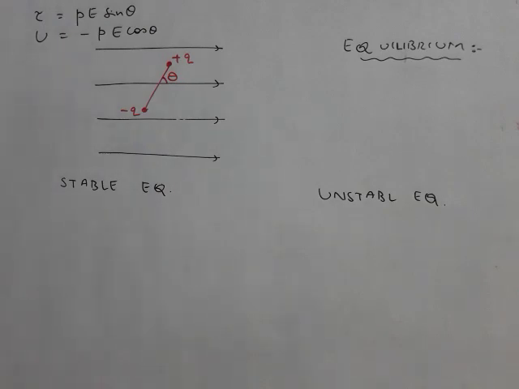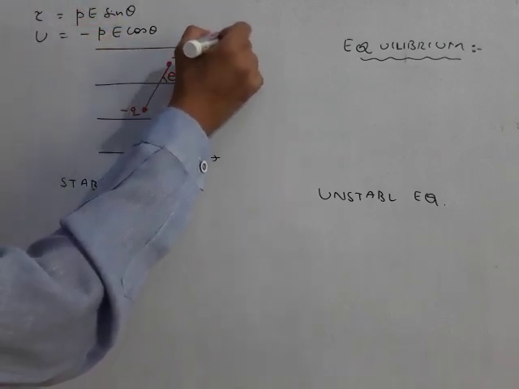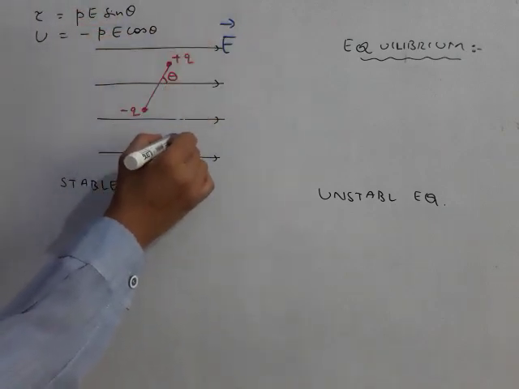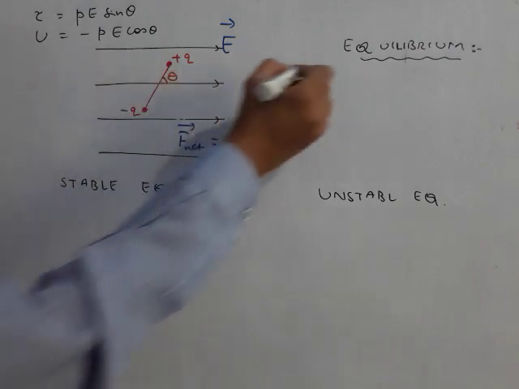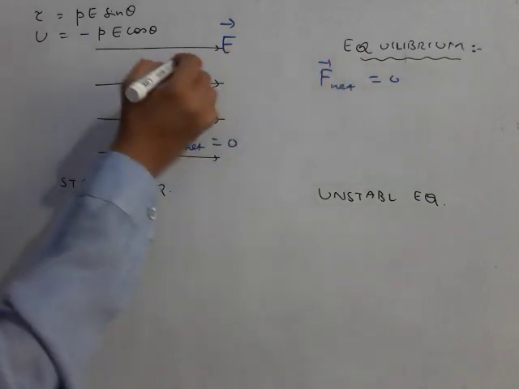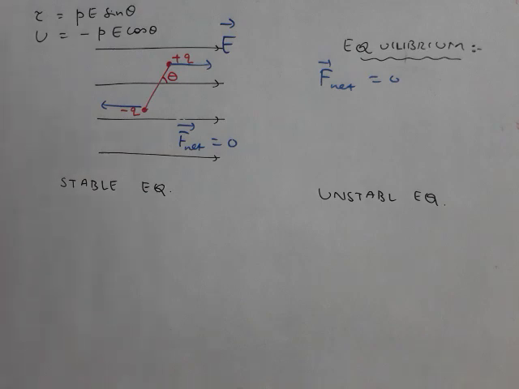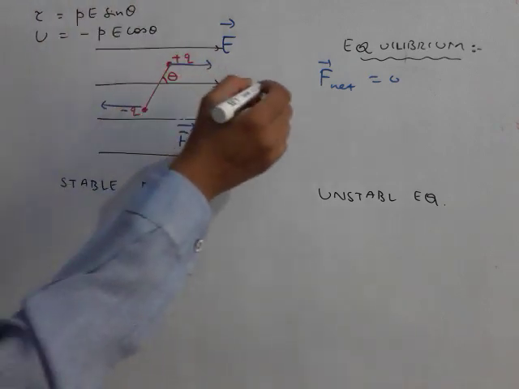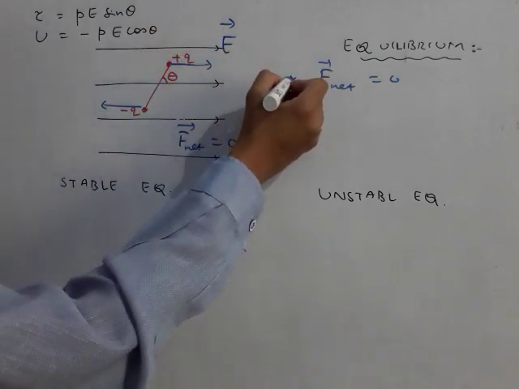Knowing these values of torque and potential energy, we can discuss the equilibrium of a dipole. A dipole is said to be in equilibrium when the net force is always 0. If you take the electric field as uniform, the net force, there is no doubt, is always 0, because one force is towards right and the other force is towards left, if the electric field is towards right, and their magnitudes are equal if the electric field is uniform. So net force is 0, no doubt.